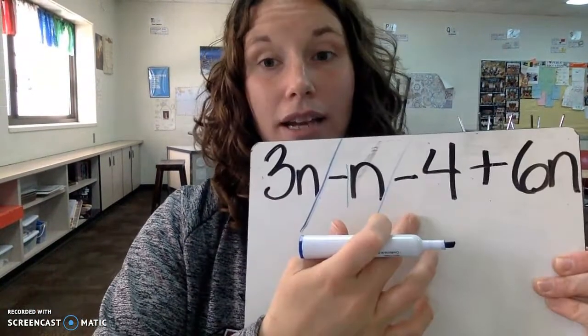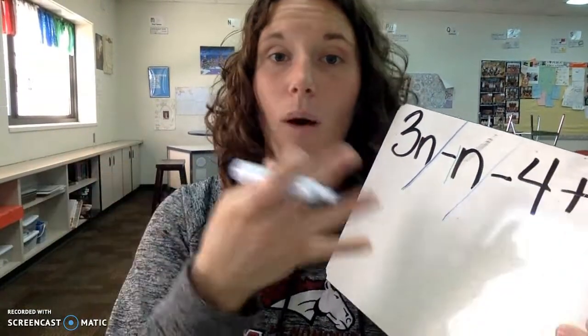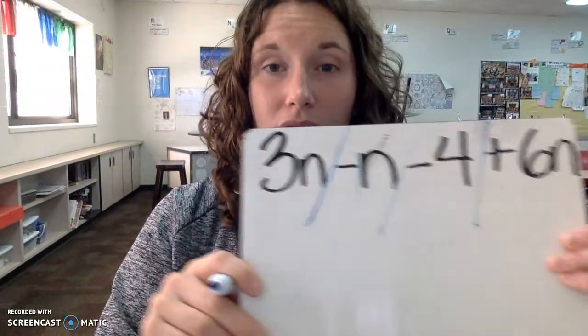Then minus 4, that's a term. Negative 4 is a term. It goes together. Or minus 4, same thing. So then we put that slash there. And then we have a positive 6n.